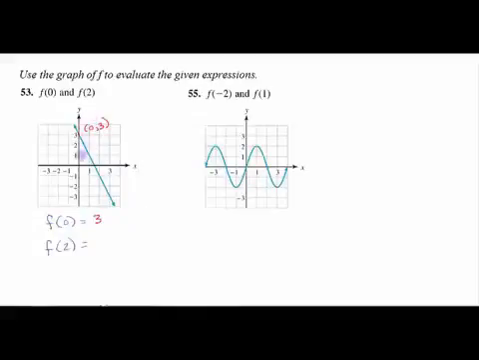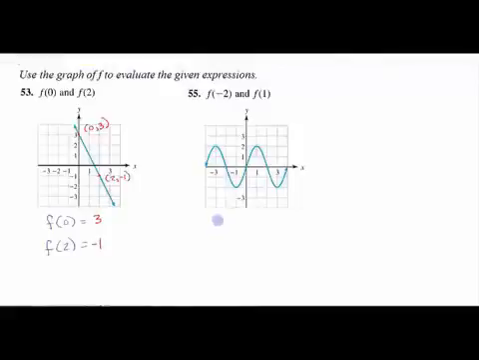Now let's find f of 2. f of 2 would be over here. This is where x is 2. It's the point (2, -1). So that means that f of 2 is negative 1.